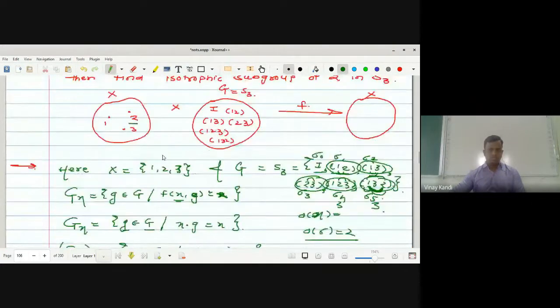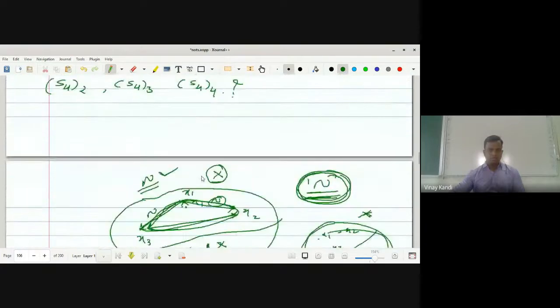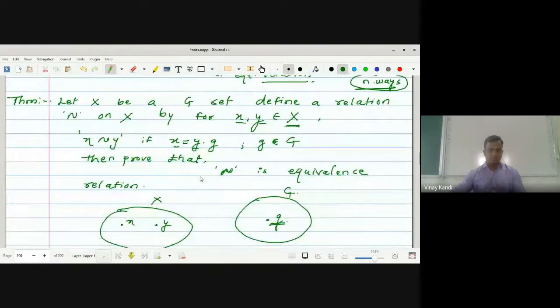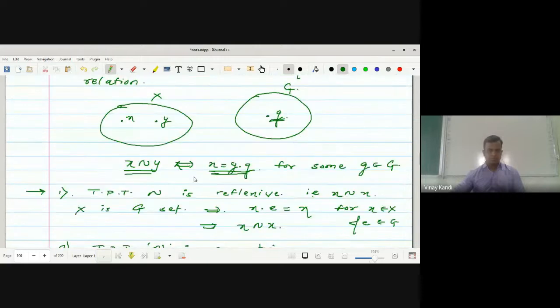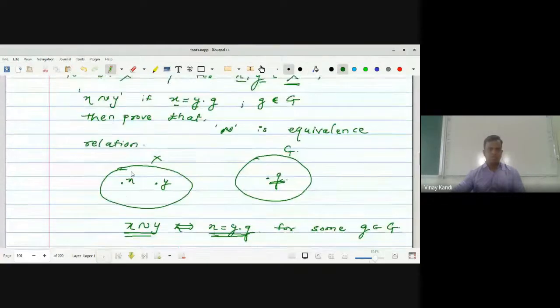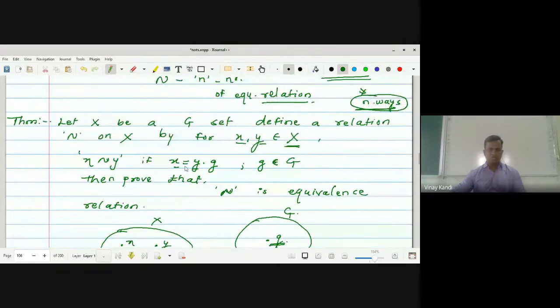Look at the examples. Also we proved that this relation is an equivalence relation. Which one? X is equal to yg. Let X be a G set, and we define one relation, this one. If X is related to Y, it means X is equal to yg, for some g belonging to capital G.